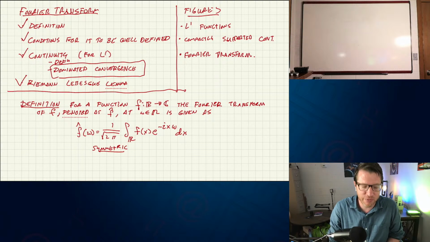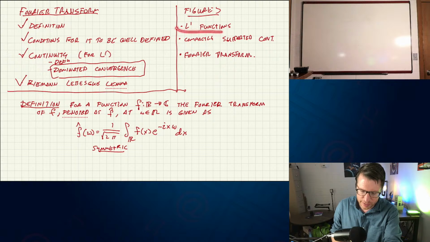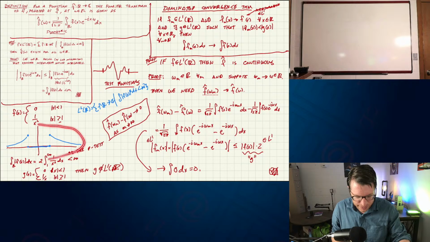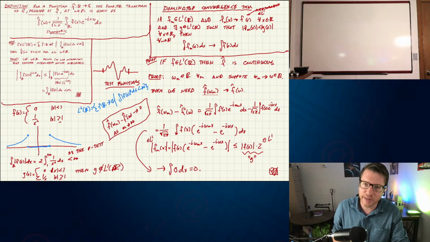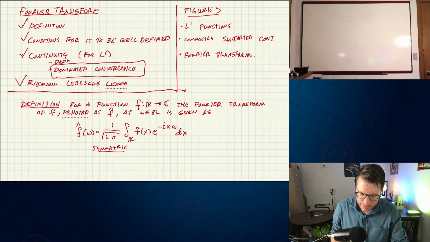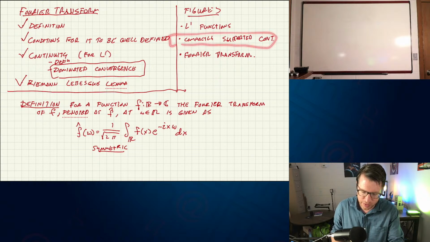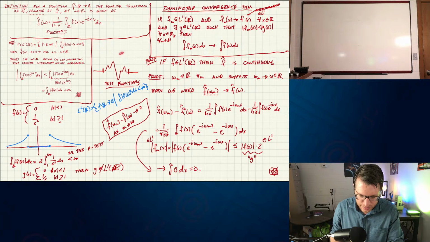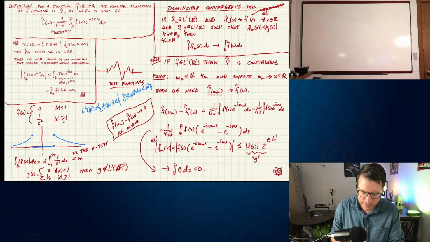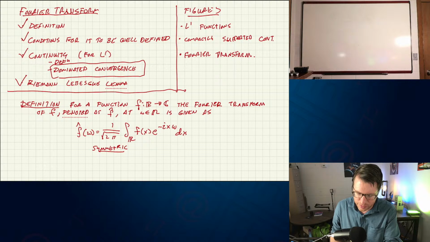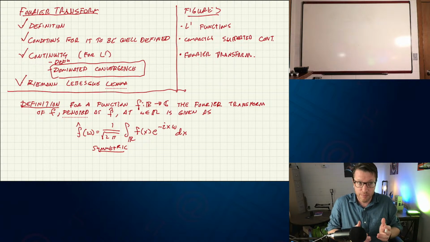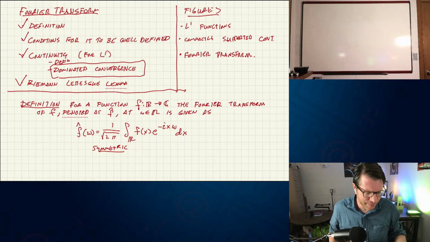And we have 3 different figures I want to end up making. So I have a figure for L1 functions, basically this figure that I drew for you guys here. So that's going to be something that we can put together. And then I want to have a figure for compactly supported functions, and that's going to be something like this. And I want to have a figure for the Fourier transform. So we'll take a Fourier transform of something, probably a Gaussian.